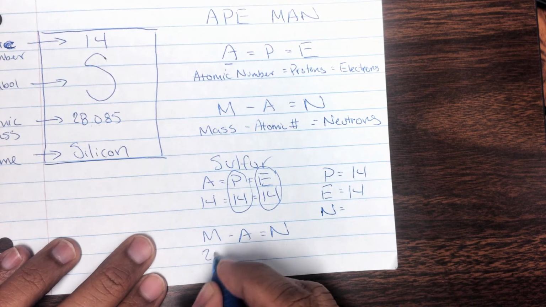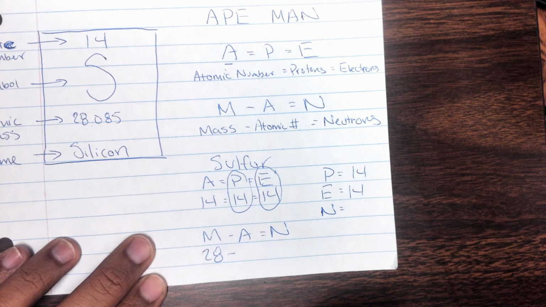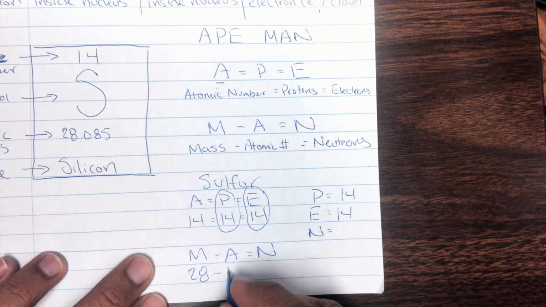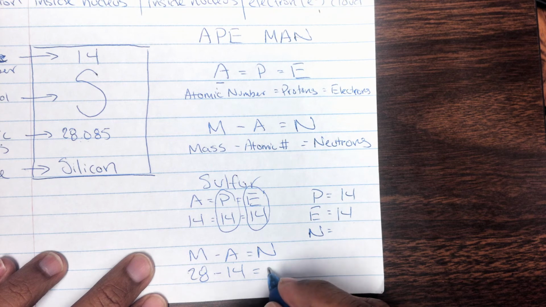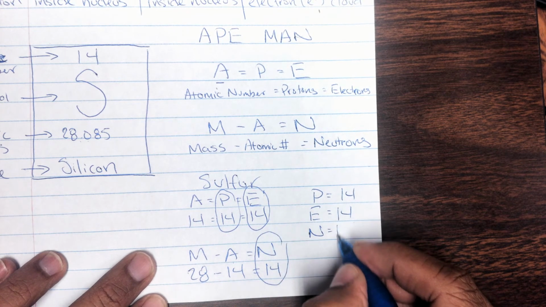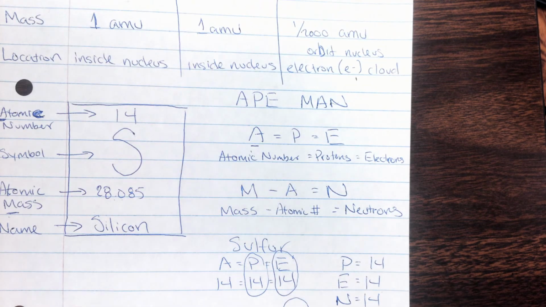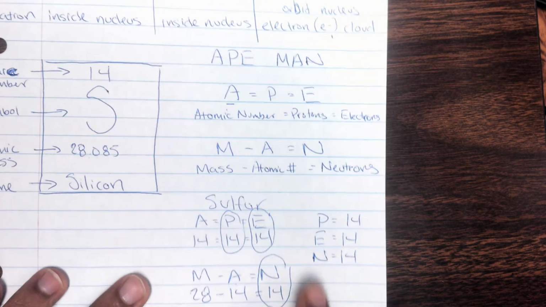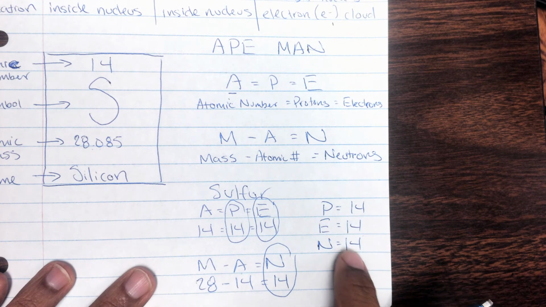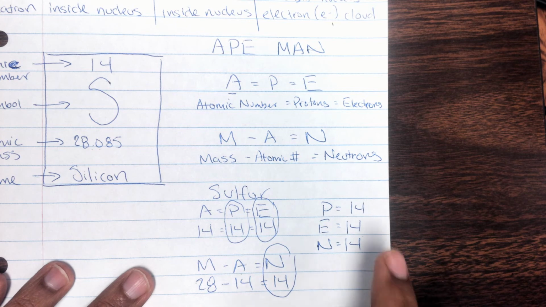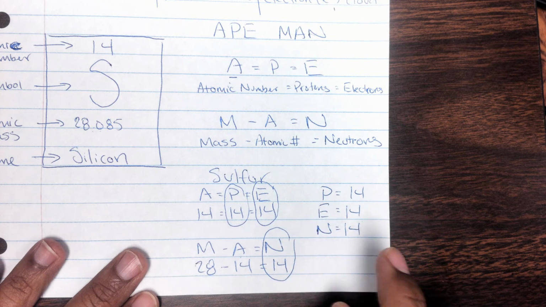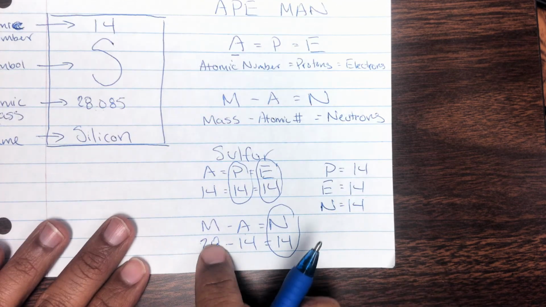So I'm going to write 28 minus, and then you're going to use the same A, 14, your atomic number, equals 14. So now you have your N. So an atom of sulfur has 14 protons, 14 electrons, 14 neutrons. The neutrons are not always going to equal the other two, but often it does. But don't just assume. You need to calculate it out using APE MAN.